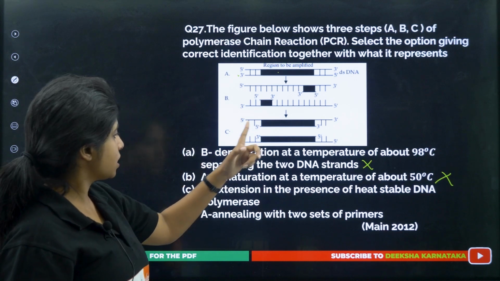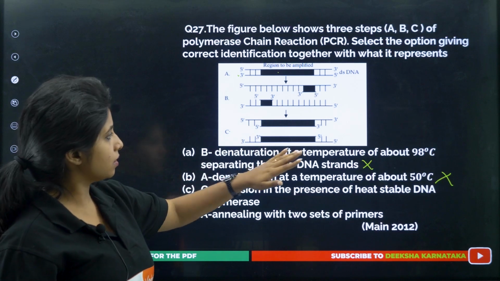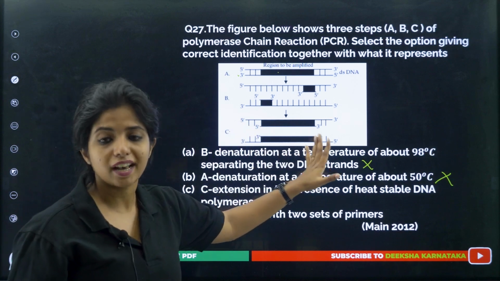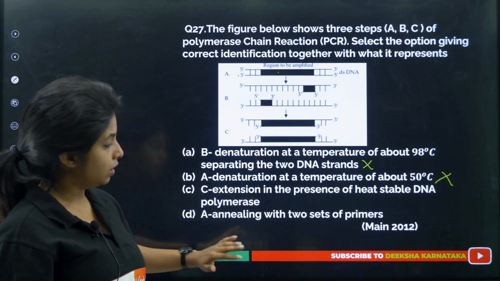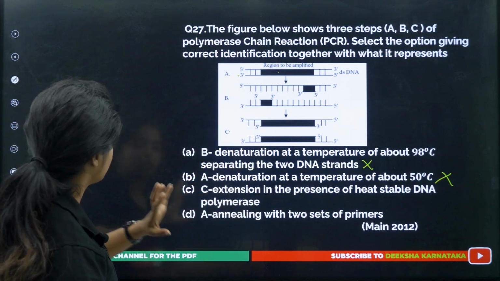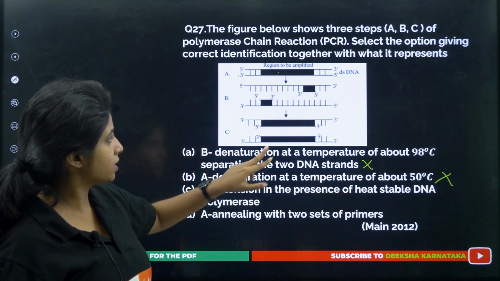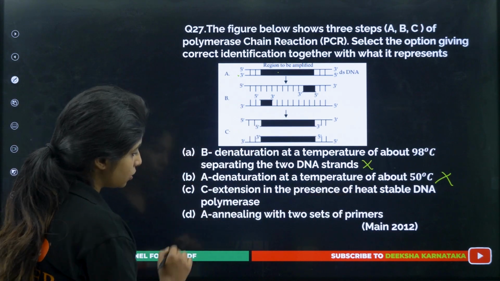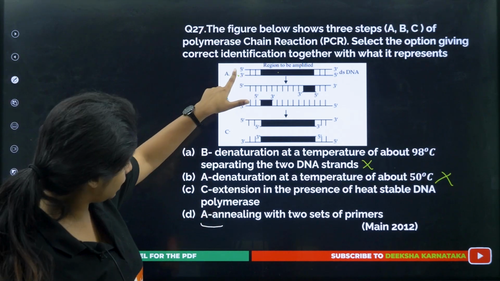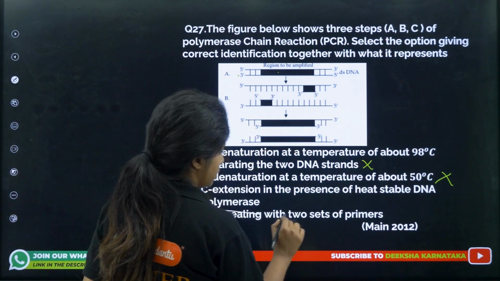Now C shows extension in the presence of heat stable DNA polymerase. Children, if you see, it has already extended itself. The complete extension is being done. If you see this option, C is extension in the presence of heat stable DNA polymerase. Yes, so that suits best, but still we will see the other options also. Now option D, A is annealing with 2 sets of primers. No, children, it is B where you are annealing things. So the correct option becomes this.